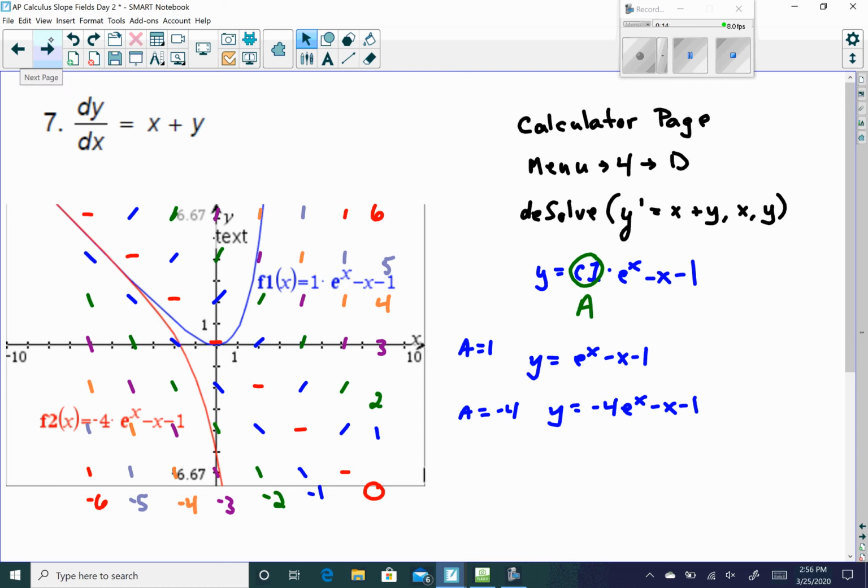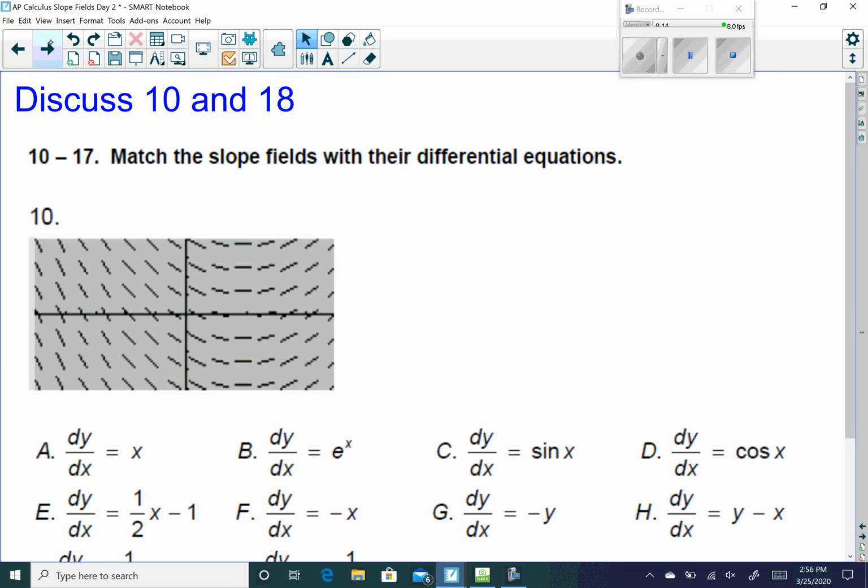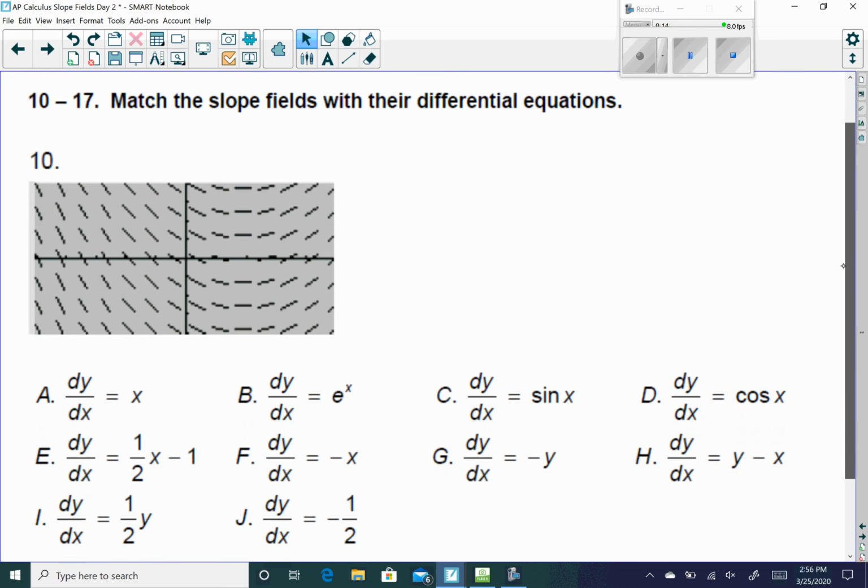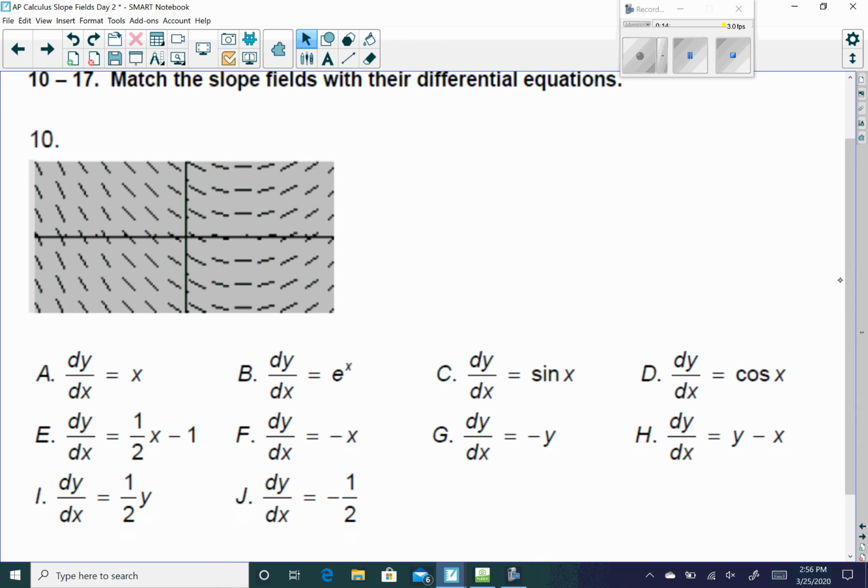All right, the next two pages involve matching. We're going to be given our slope fields already graphed for us, and then we have to match either with their differential equations or with the equations of their functions. So for 10 through 17, these are the choices that they give us at the bottom, and then this is just the image for number 10.